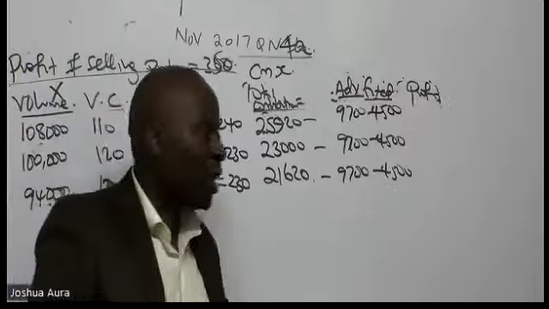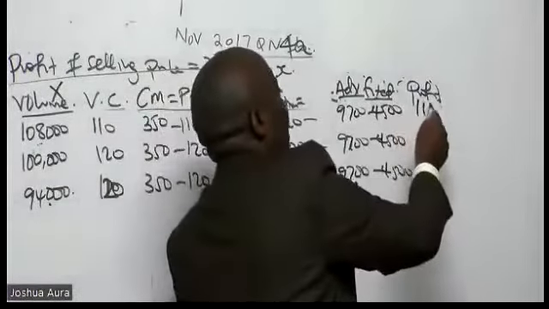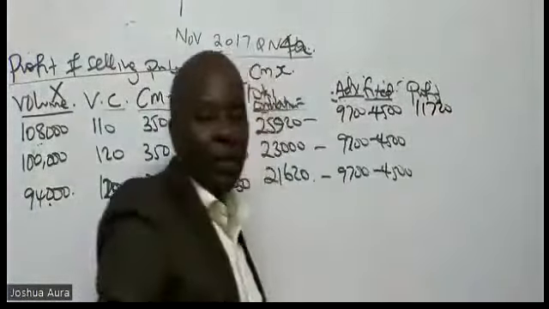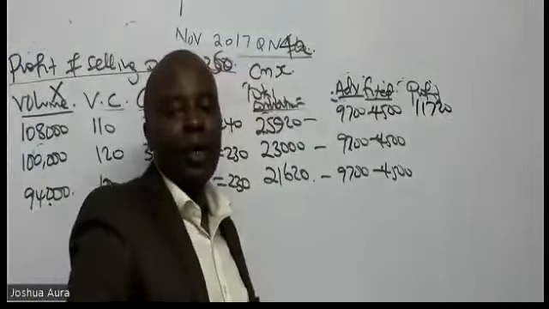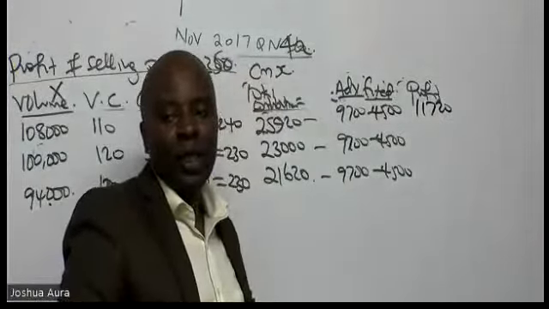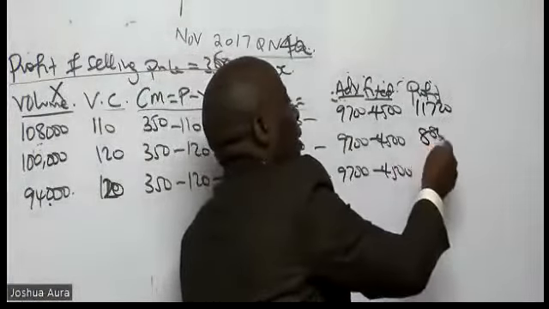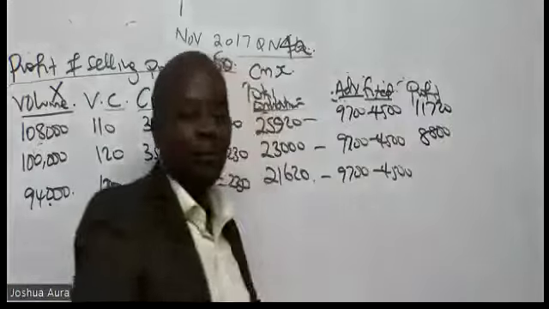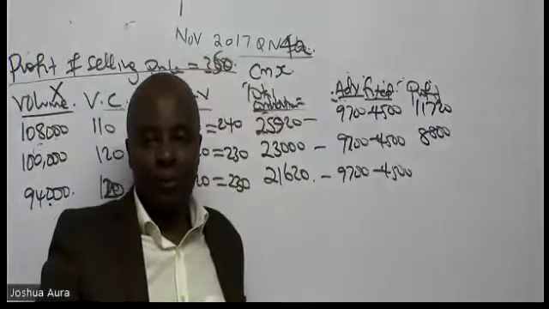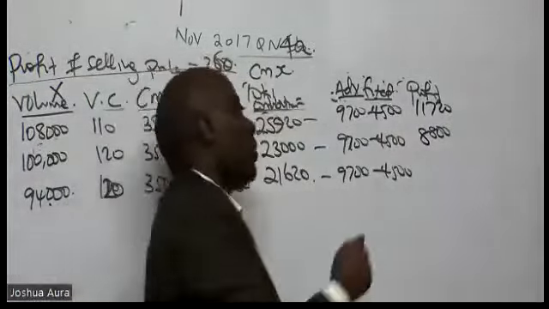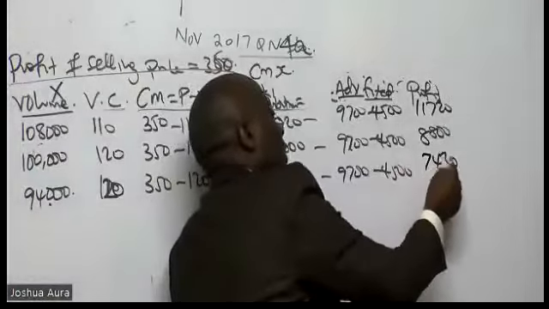So the first one is 11,720. All right. The second one is 8,800. How about the third one? 74,20. Thank you so much.